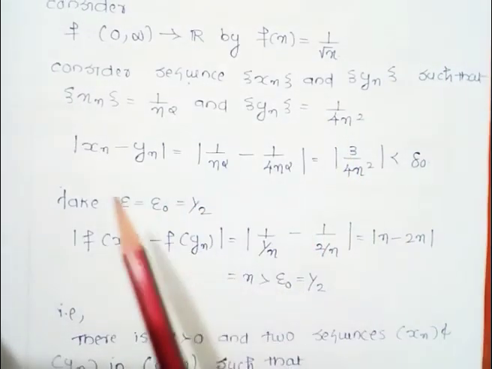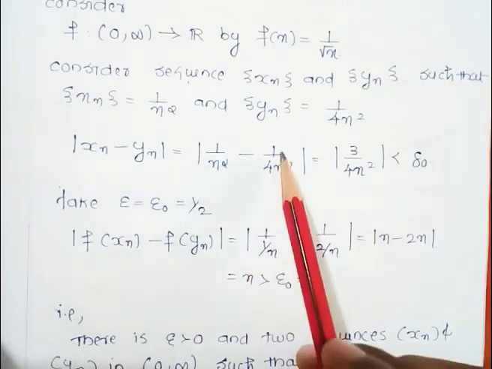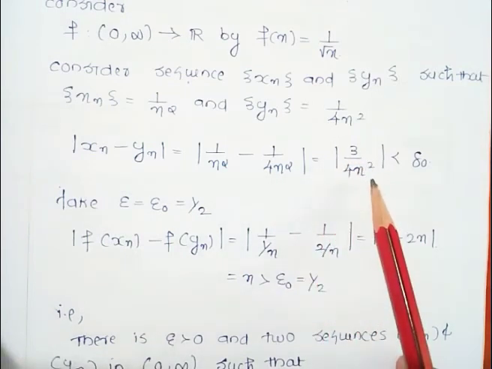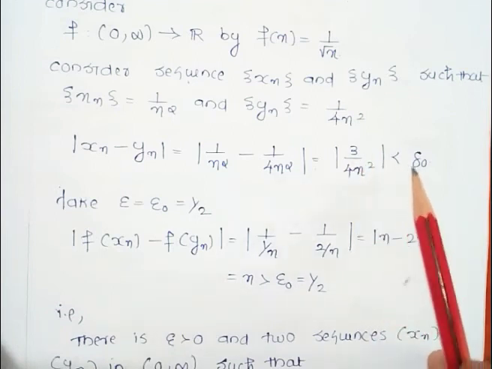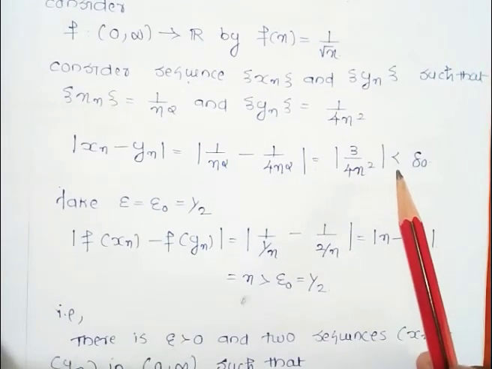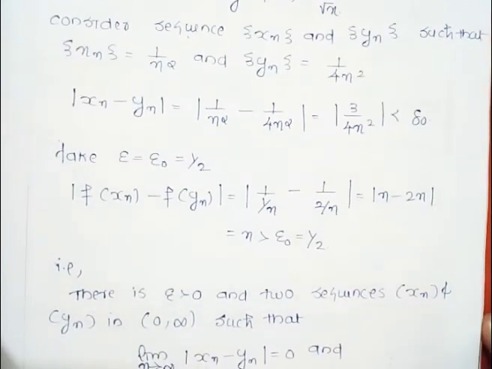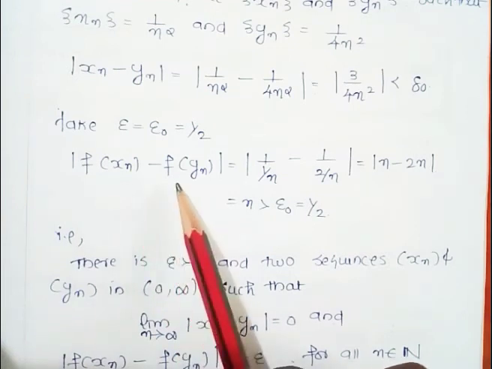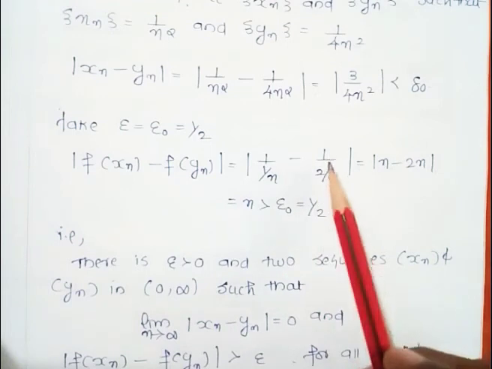Now we are computing |xn − yn|, which is equal to |1/n² − 1/(4n²)|, which is equal to 3/(4n²), and as n tends to infinity, this approaches 0. Therefore we can say that |xn − yn| is less than any delta. Now we are taking epsilon = epsilon naught = 1/2, and |f(xn) − f(yn)| is equal to |1/n − 1/(2/n)|.